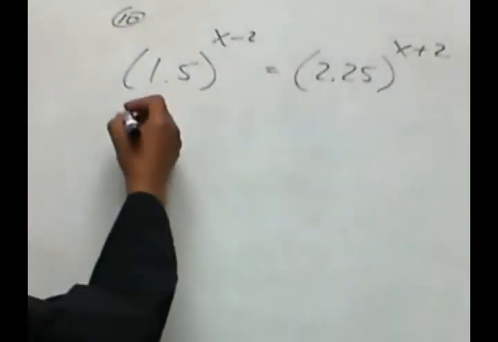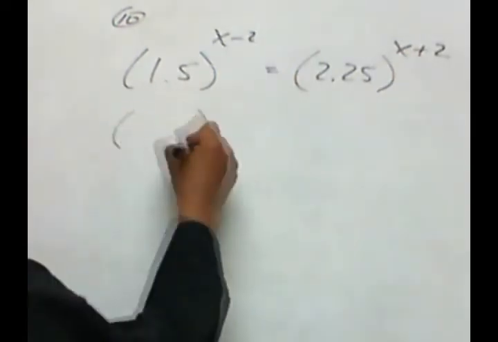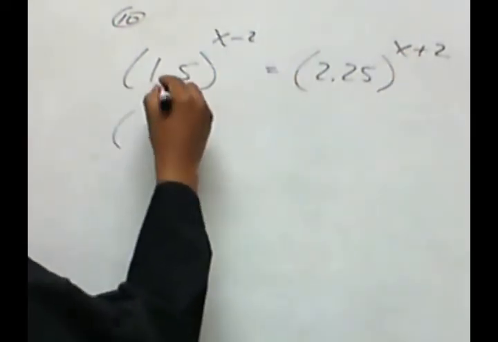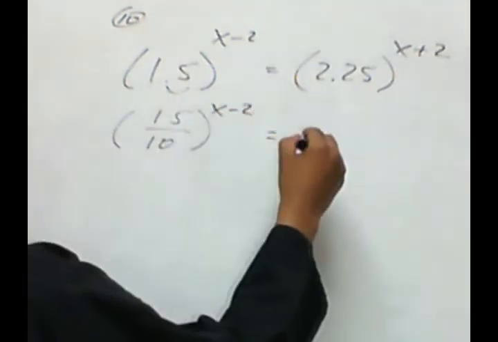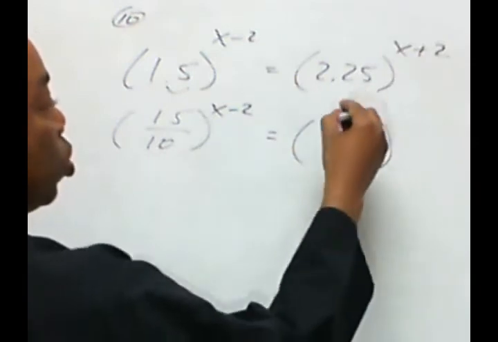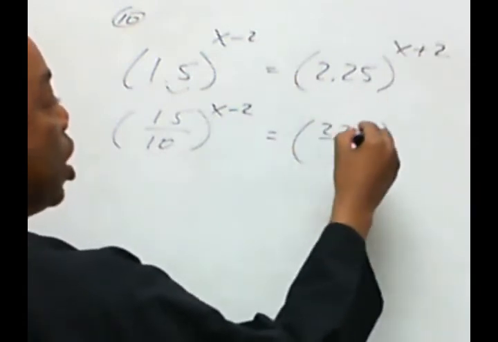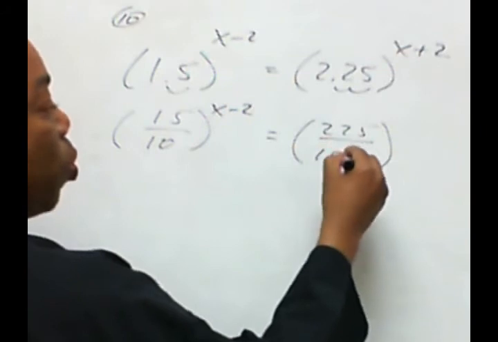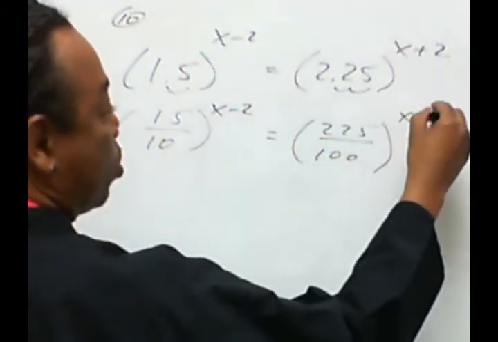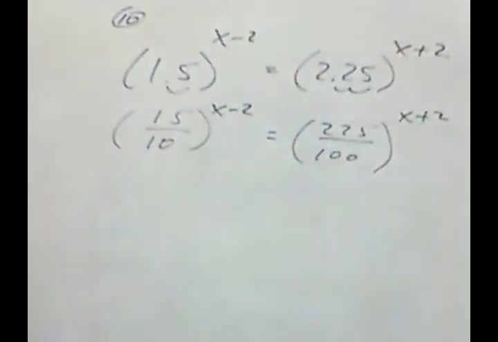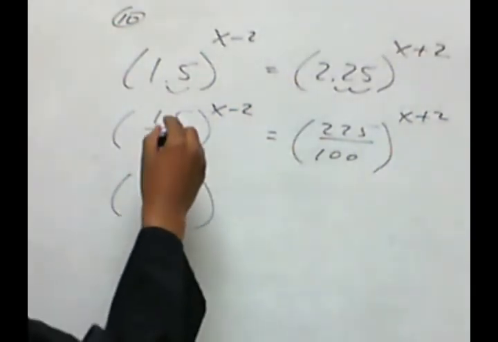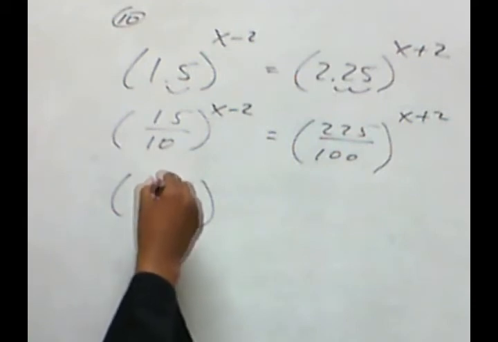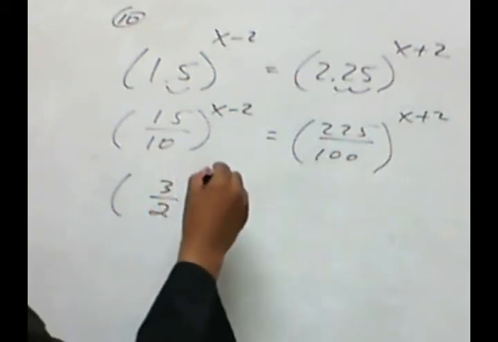Next, number 10. Number 10, we're going to convert this into a fraction. So we'll get a 15. Since this is one place over, it'll be over 10, all to the x minus 2 power. This will be 225. And since this is 2 decimal places, this will be over 100, to the x plus 2. Okay, now let's simplify these fractions. Let's see, 5 can go into both, so this will be 3 over 2, to the x minus 2.